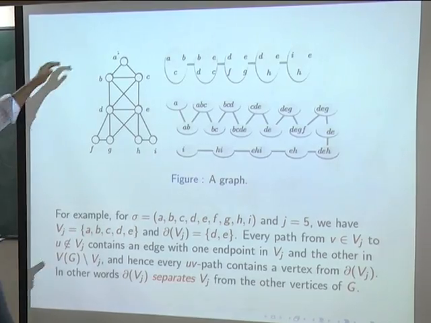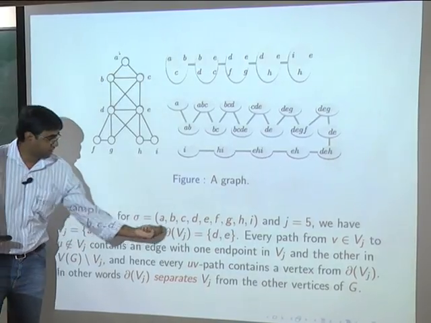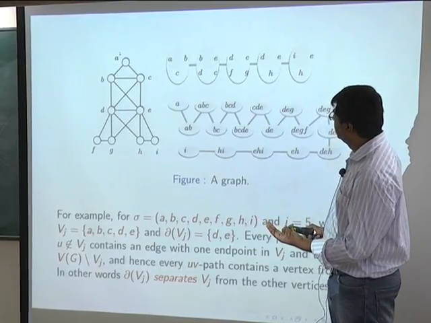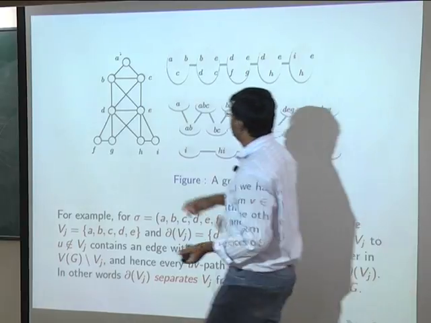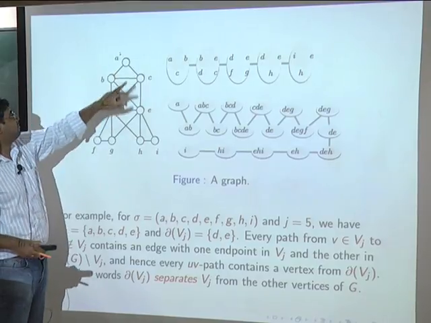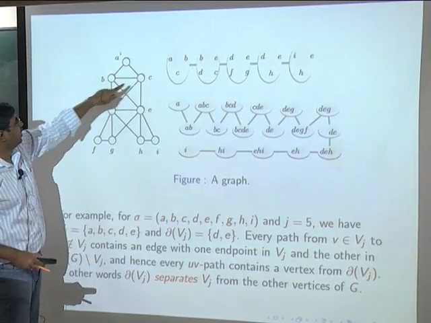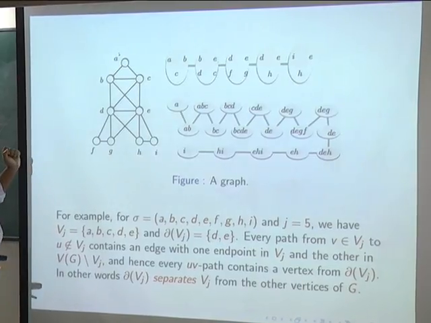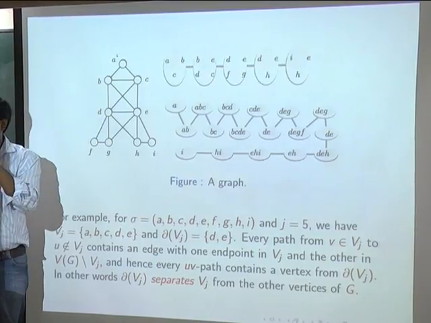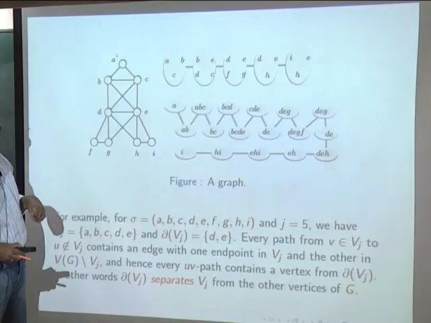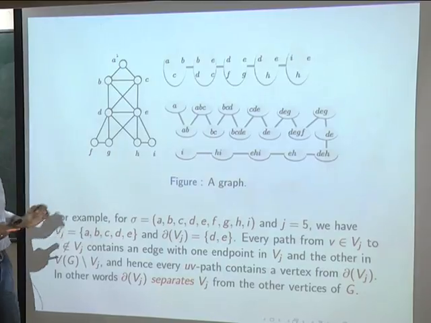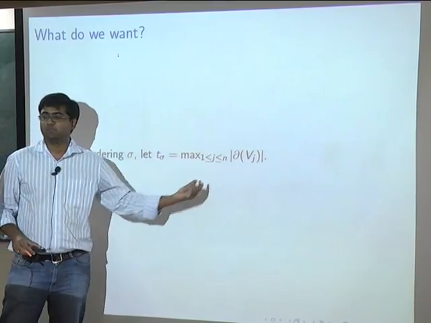For example, here if I take ABC, what is the boundary size? What is the boundary of A? It is 1. What is the boundary of AB? It's 2. What is the boundary of ABC? It's 2. What is the boundary of ABCD? It's 2. No, it's C, B, D both, right? So it's 3. Now what is the boundary of ABCDE? We can still check if you do it. So what is the largest number we got up until now? Largest is 3. So T sigma is the maximum of this boundary size.